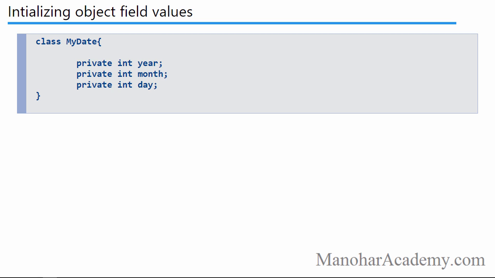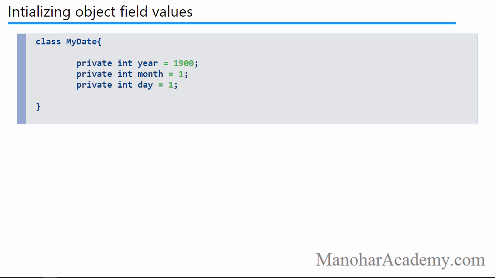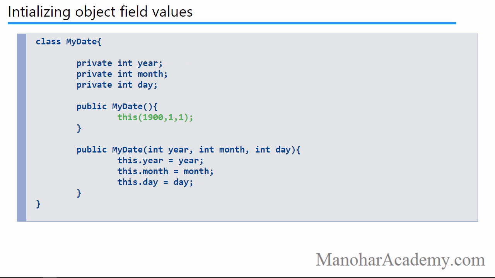But whenever we create this date object, let's say we want to have some default values for these fields. So we can assign those values when we are declaring those fields, or in the constructor, we can provide some default values. Here I am calling a specific constructor from the default constructor, but the intention is to provide some default values. So whenever we create an object, the value of 1900 January 1st will be assigned. If we provide a particular date by calling the second constructor, that date object will be created.